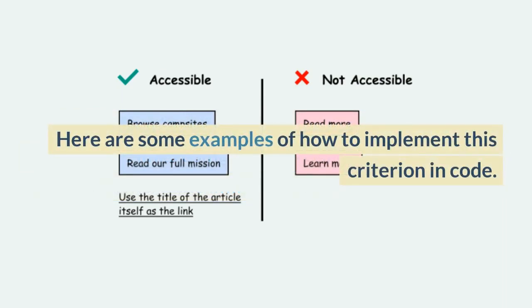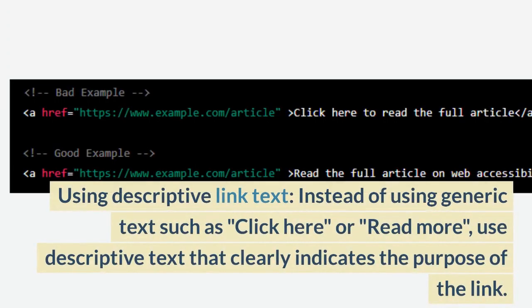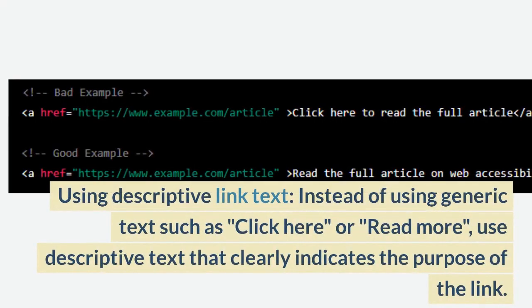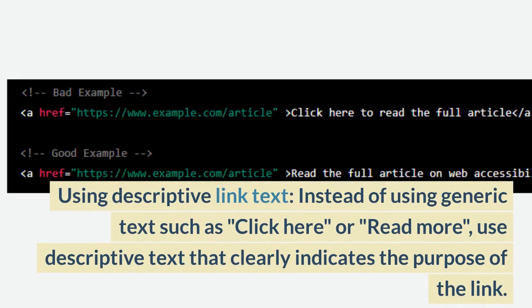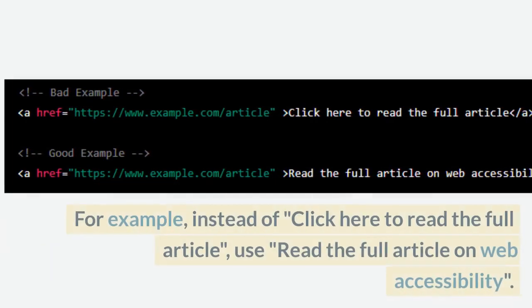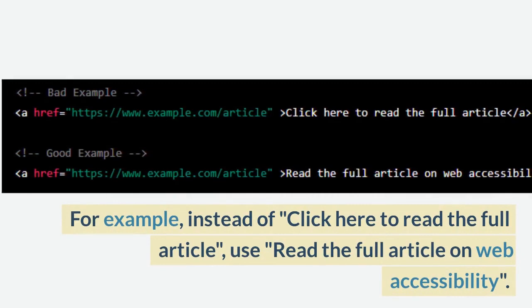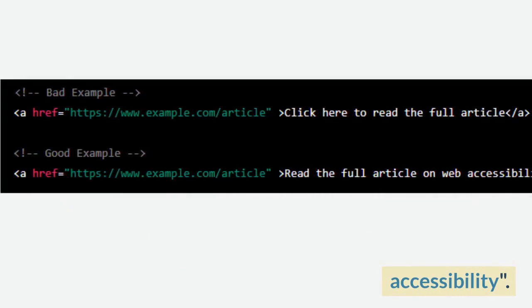Here are some examples of how to implement this criterion in code. Using descriptive link text: instead of using generic text such as "click here" or "read more", use descriptive text that clearly indicates the purpose of the link. For example, instead of "click here to read the full article", use "read the full article on web accessibility".